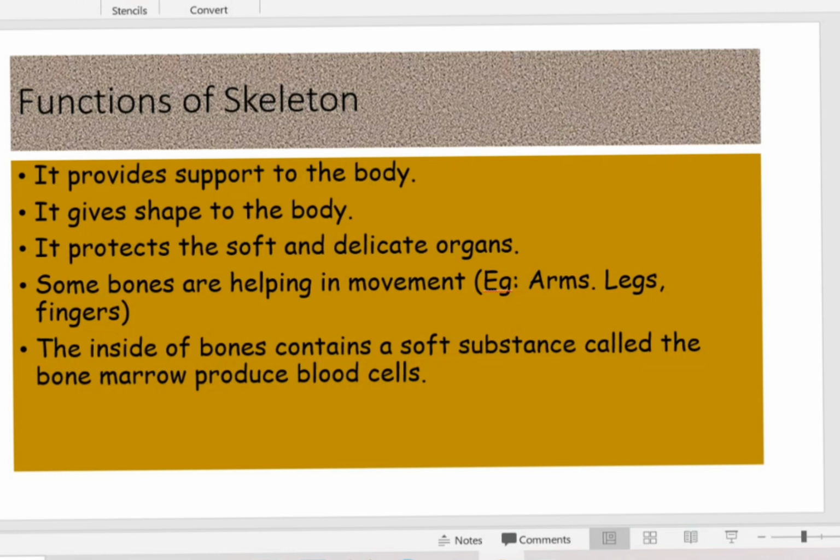What are the main functions of the human skeleton? The first one is it provides support to your body. The second one is it gives the framework and shape to the body. The third one is it protects all the delicate organs present in your body. Also, it helps in movement, and inside the bones there is a type of soft substance called bone marrow, which is the production center of blood cells.